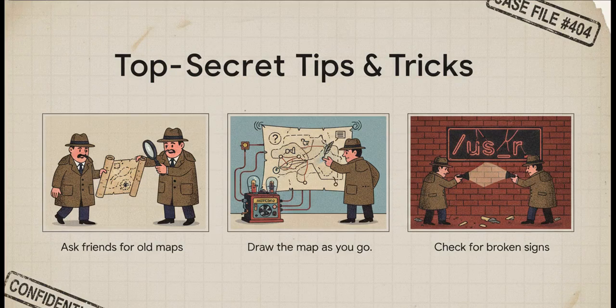And here are my top secret tips and tricks for you. First, ask your friends for old maps. That means look online to see if other detectives have already explored this area. Second, draw the map as you go. Don't wait until the end to write down your clues. And third, check for broken signs. Even when you get an uh-oh error, that's still a clue telling you what not to do.